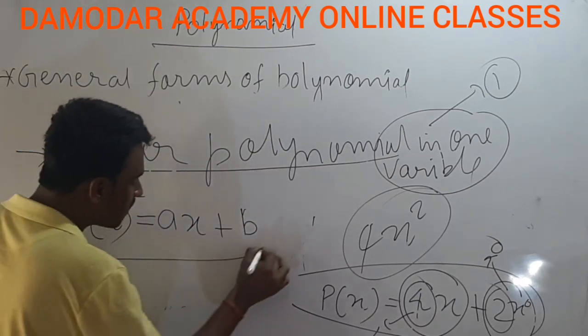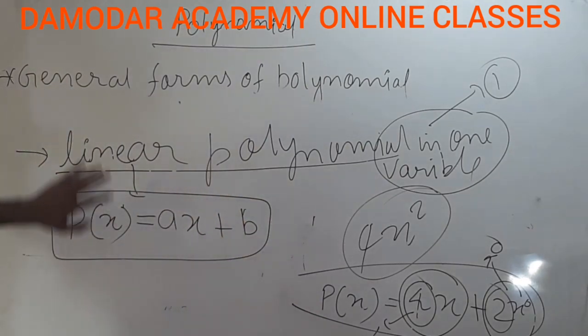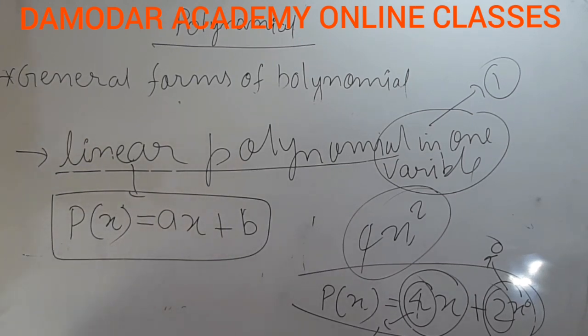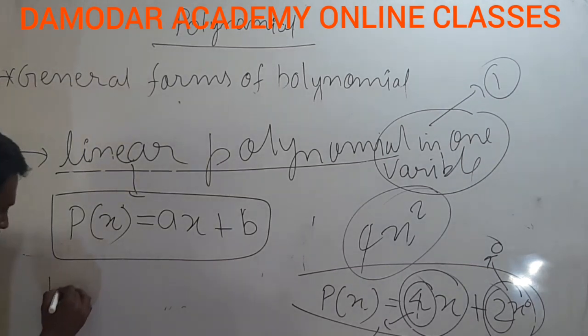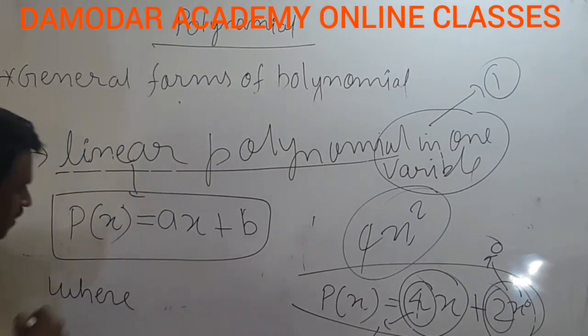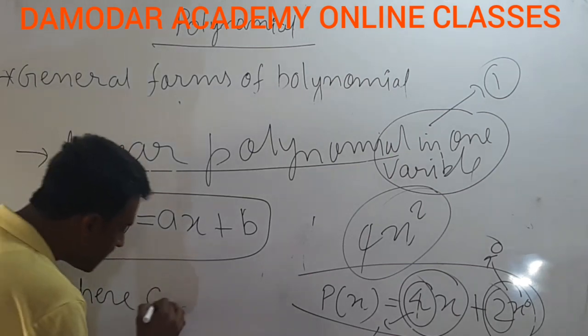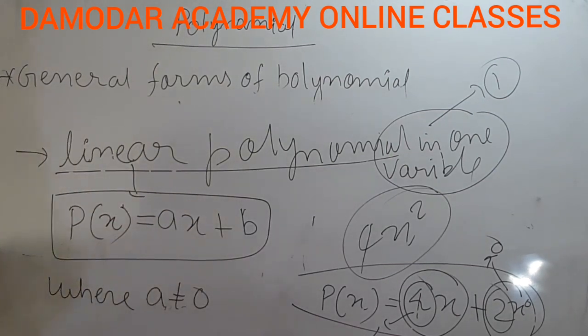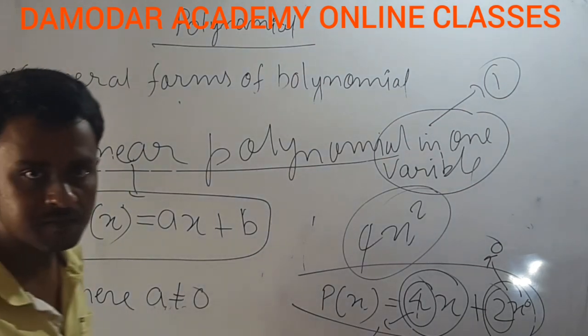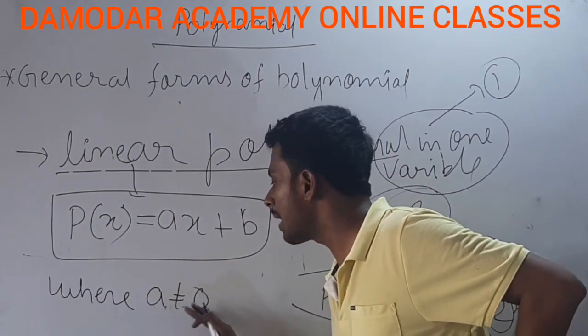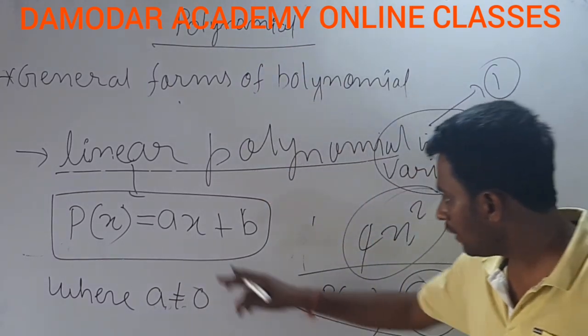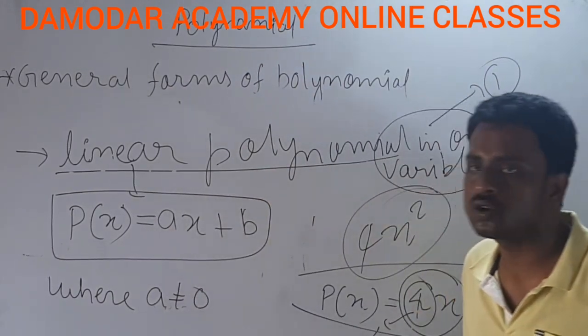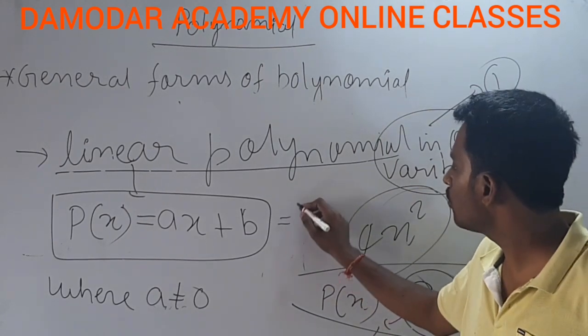This is the general form of a polynomial in one variable. ax plus b is the general form of a polynomial in one variable where a is not equal to 0. a is not equal to 0. Okay? a क्या है? 0 के बराबर नहीं होगा. क्यों? If for this polynomial a is equal to 0, that means this is equal to b.